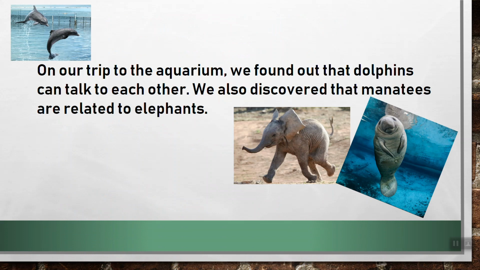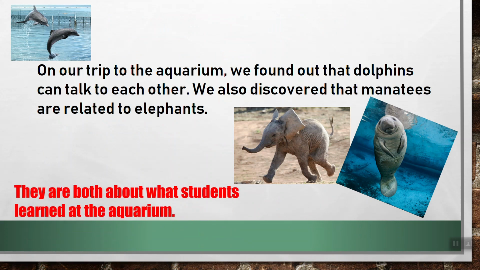Well, they're both talking about the trip the students took and what they learned on their trip. So our central idea would be that they are both what the students learned at the aquarium. So the central idea would be the students learned many things at the aquarium. And then these would be our supporting details. These help to develop or elaborate the central idea of what they learned at the aquarium.